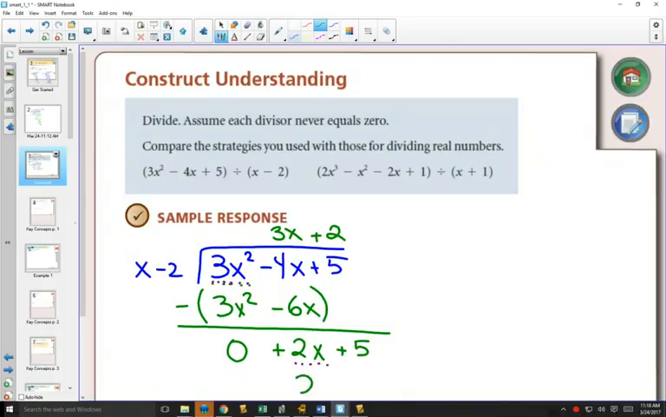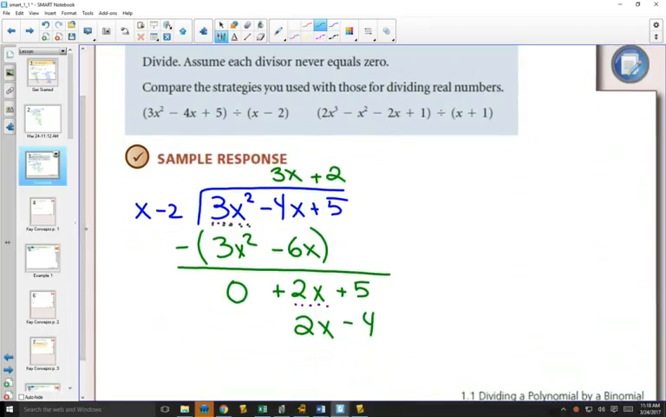2 times x is 2x. 2 times negative 2 is negative 4. You're going to have to remember to put brackets around it because you need to subtract. 2x minus 2x, sure enough, we got that to be 0. 5 minus a negative 4 will be plus 9. That's going to be our remainder.